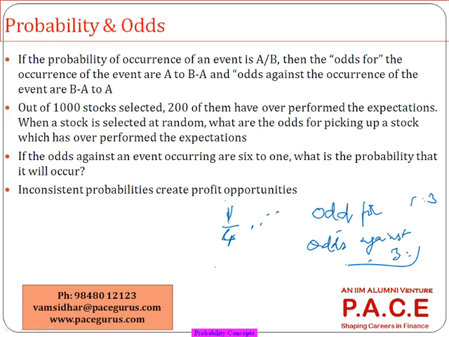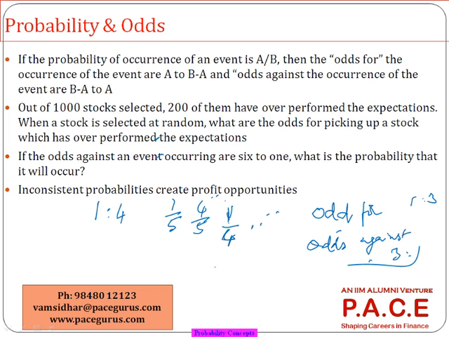So sometimes from our exam standpoint, he may give the probability and ask us to find out the odds, or sometimes he may give the odds for or odds against and ask us to find out the probability. So if he is giving the odds for as 1:4, I can very well say that the probability of occurrence is 1/5, and the probability of non-occurrence is 4/5.